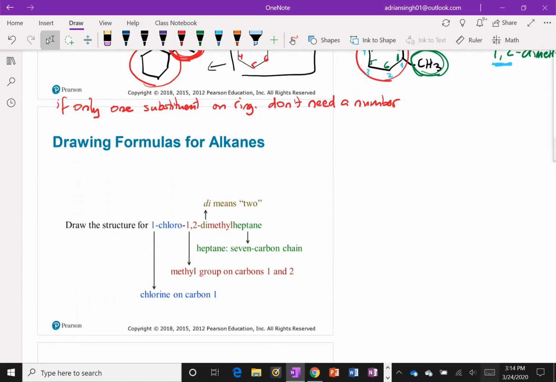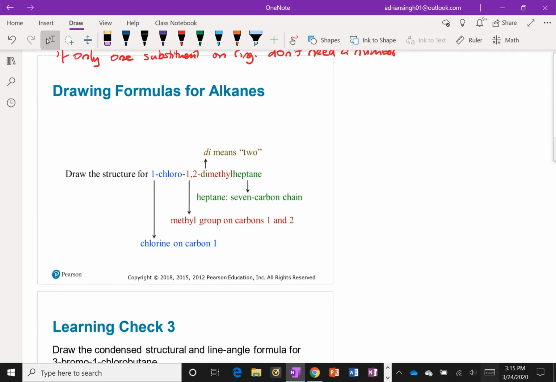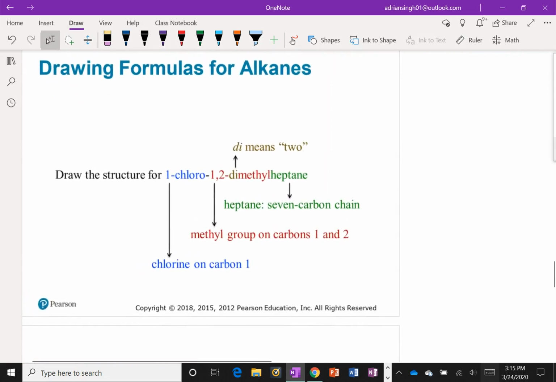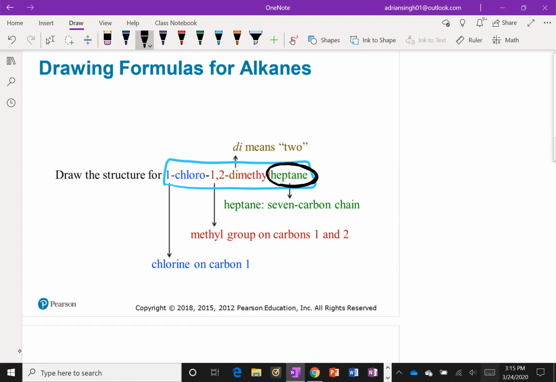All right, so we've seen how to name our structures. What about if we're given the name and we have to draw them? This actually is a little bit more straightforward than going in the other direction. If you're provided with the name, all you have to do is start with the ending. That ending tells you the root of the longest carbon chain. So heptane means 7 carbons: 1, 2, 3, 4, 5, 6, 7.